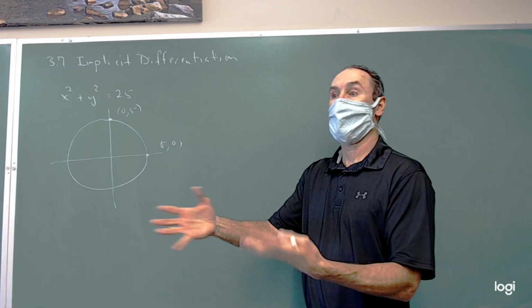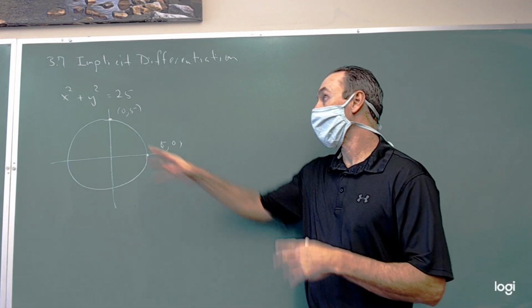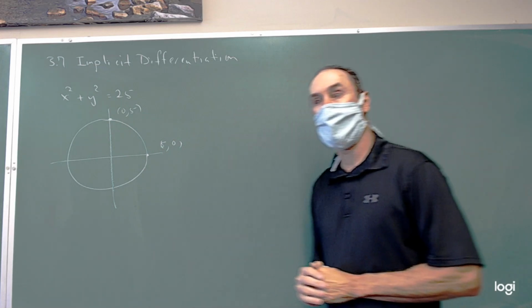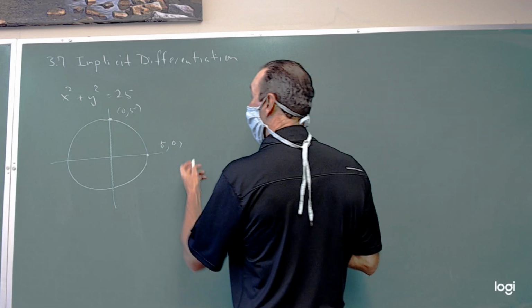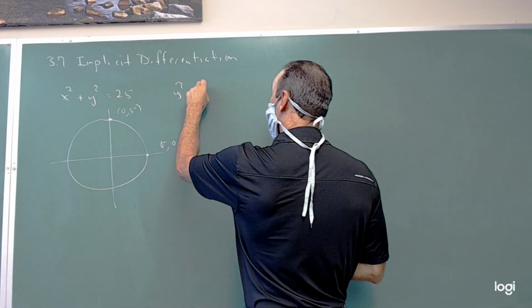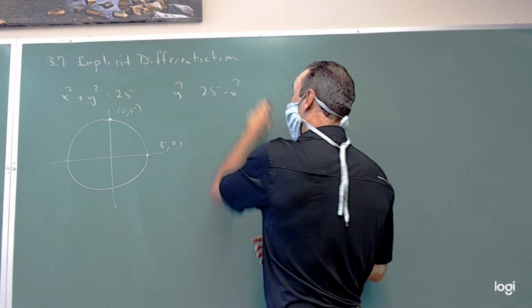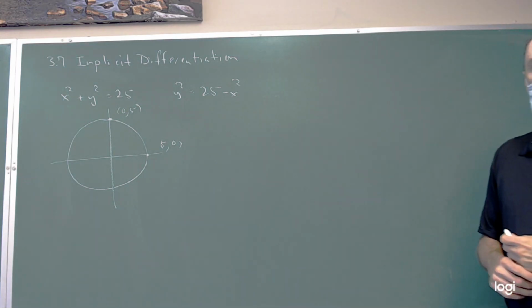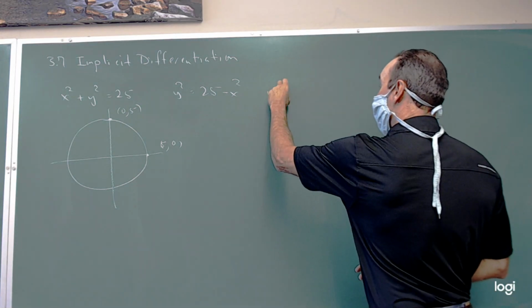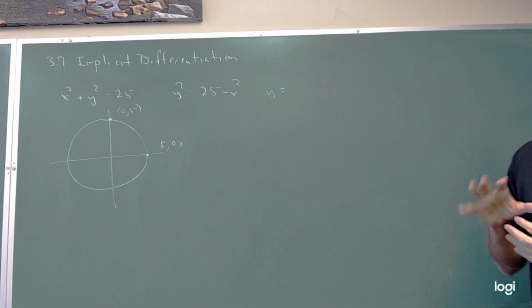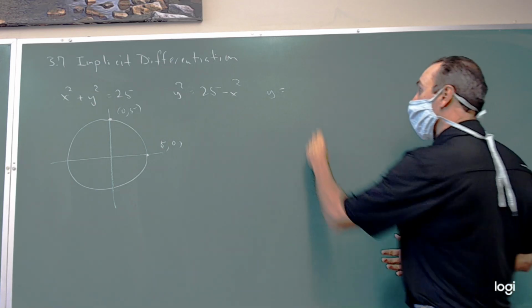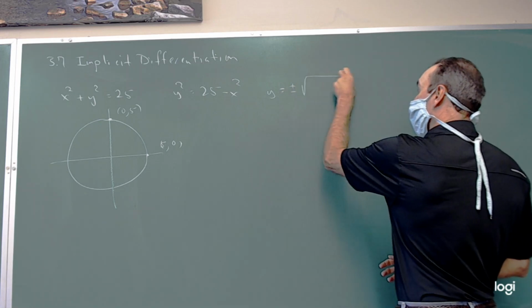And then we'll try to see how we can do it when there's no way we can separate out what the y is. Okay? So first I'm going to solve for y. So we're going to get y squared equals 25 minus x squared. We'll square root both sides. And since we want all possible solutions here, we're going to get a positive and a negative square root of 25 minus x squared.